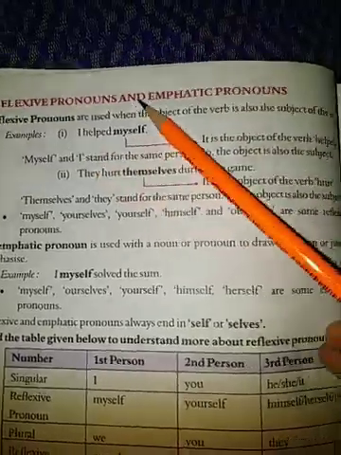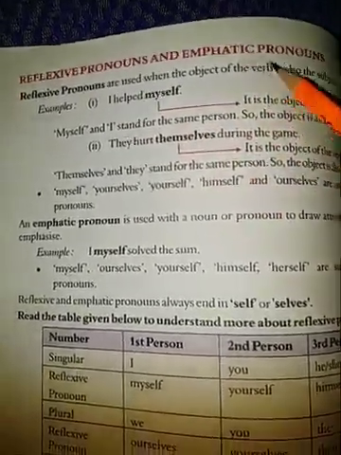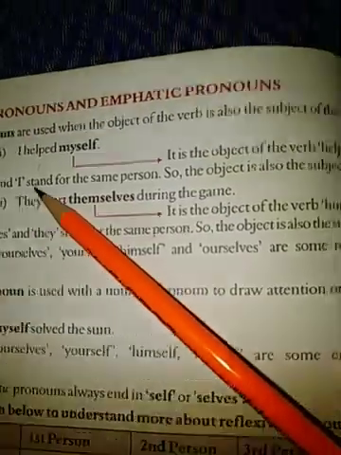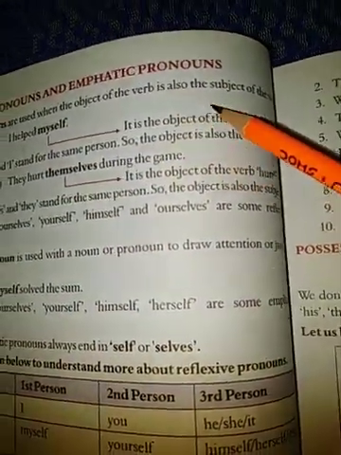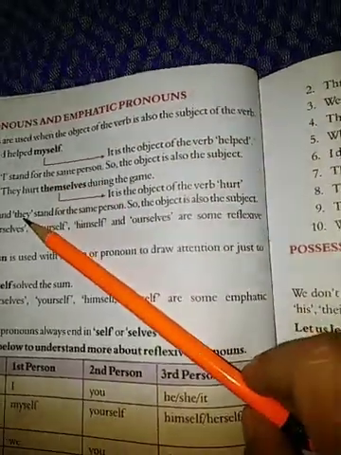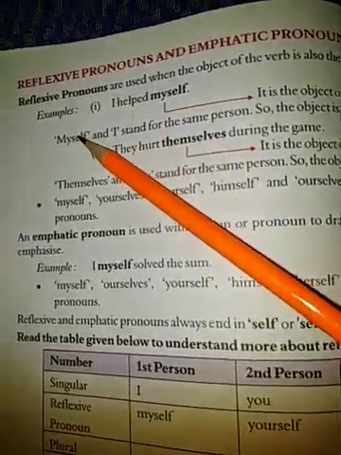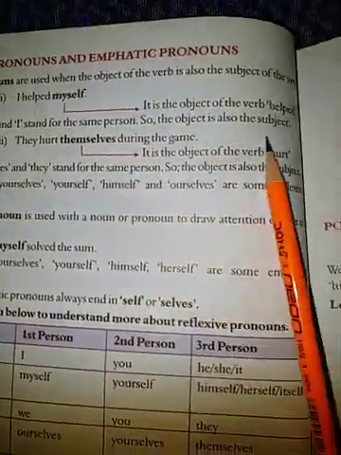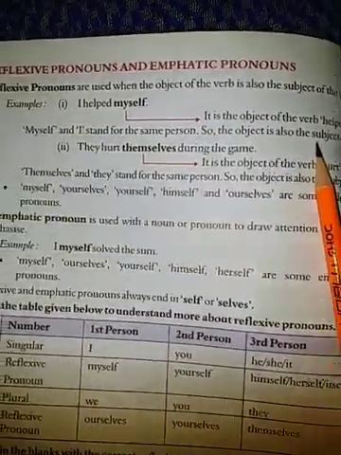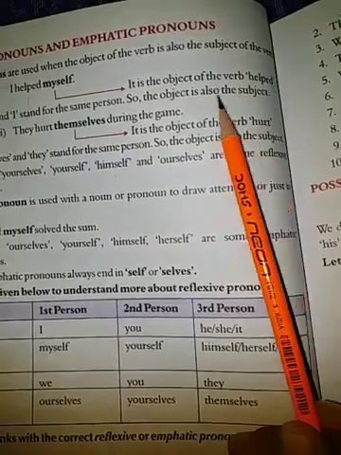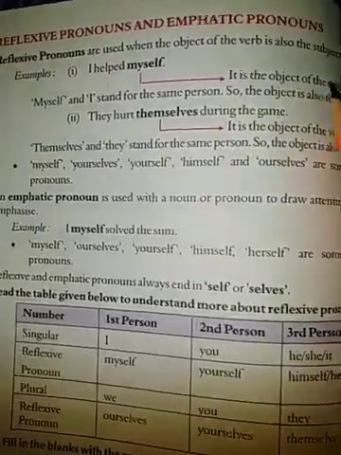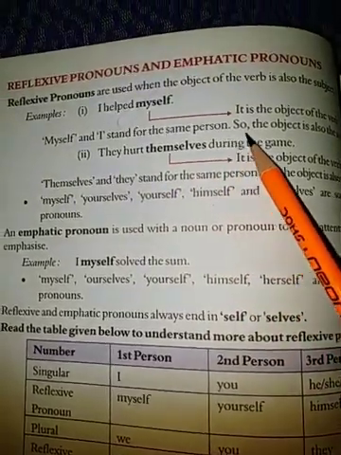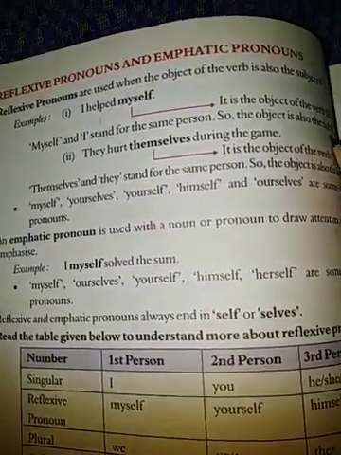Now here you can see reflexive pronoun and emphatic pronoun. Reflexive pronouns are used when the object of the verb is also the subject of the verb. Example: I helped myself. Here myself is the object of the verb helped. Myself and I stand for the same person. So the object is also the subject.